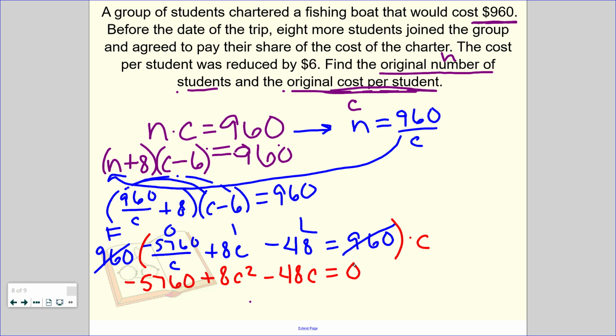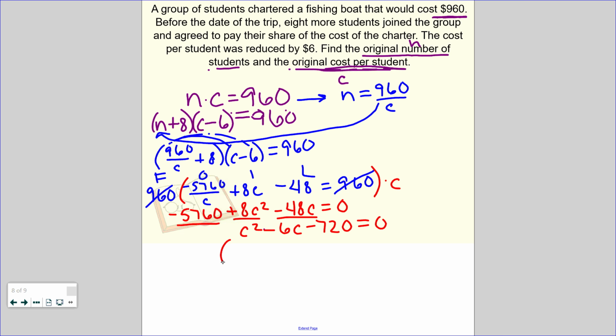Okay, now I have a quadratic. It's all nice, pretty whole numbers. Let's see if everything's divisible by 8 there. Maybe we can reduce it a little bit. Everything is divisible by 8. So let's see, if I divide this term by 8, I just get C squared. If I divide my linear term by 8, I get negative 6C. And if I divide this guy by 8, I get negative 720.